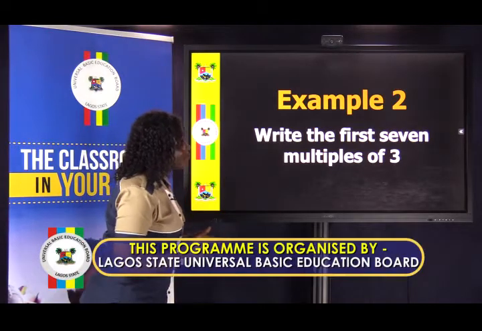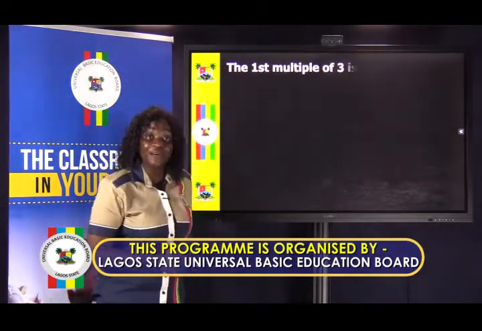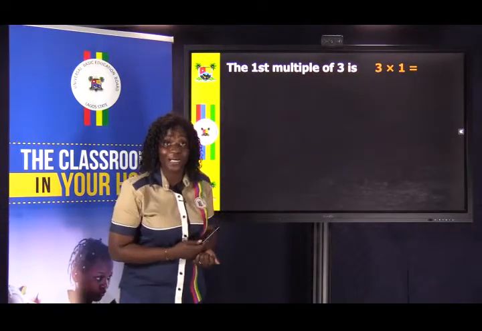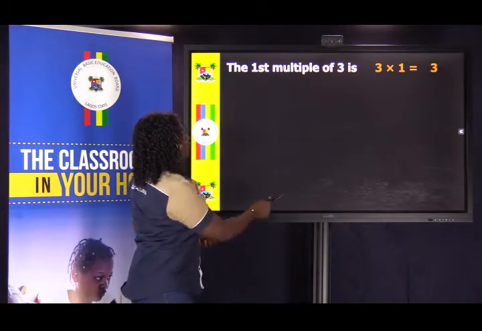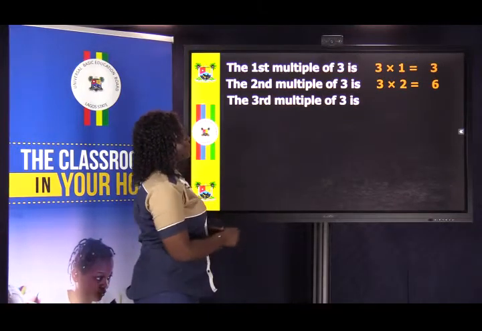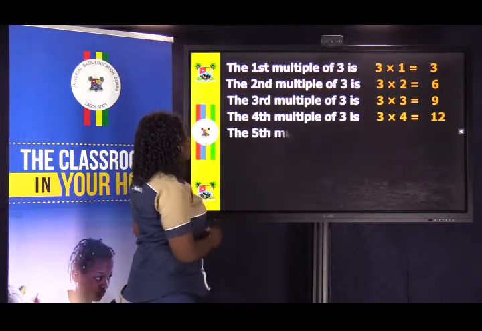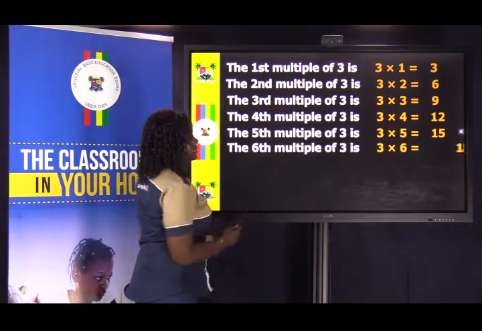Write the first 7 multiples of 3. Yes, let's see. First 7. 1, 2, 3, 4, 5, 6, 7 are the numbers you would multiply by 3. 3 times 1, 3. 3 times 2, 6. 3 times 3, 9. 3 times 4, 12. 3 times 5, 15. 3 times 6, 18.